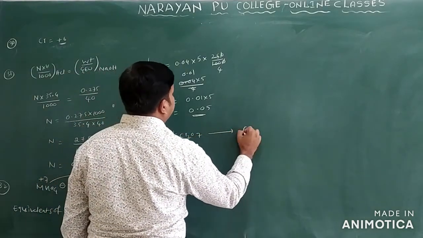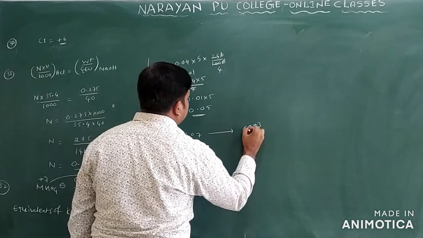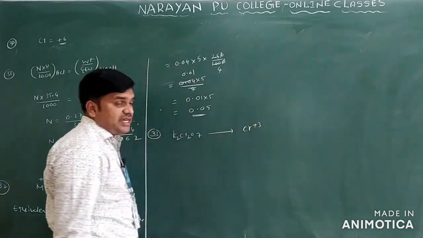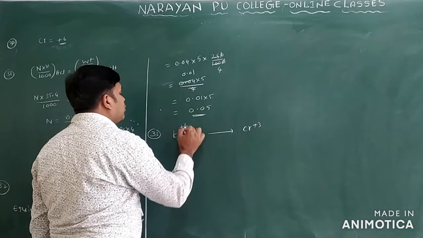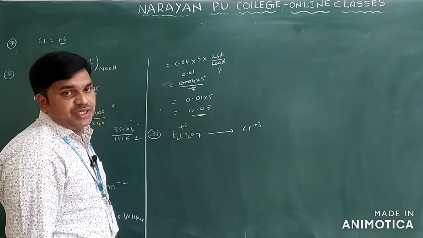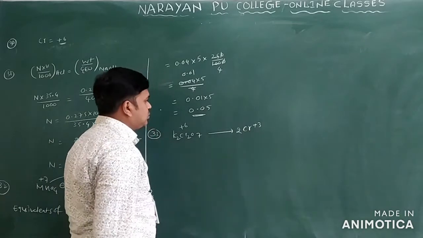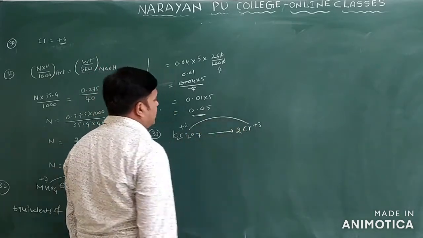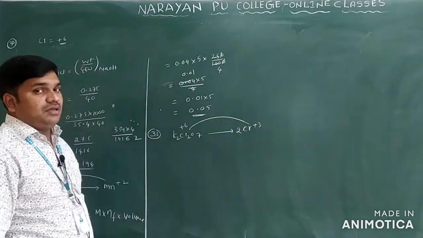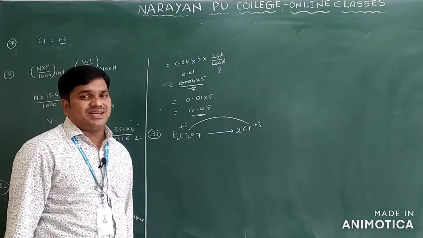K2Cr2O7 is converted into Cr plus 3. You can find out the chromium oxidation number. You will get 6 only. You can balance it, writing 2 chromiums here. Now we will see the difference: plus 6 is decreased to plus 3. This we can say is reduction only.